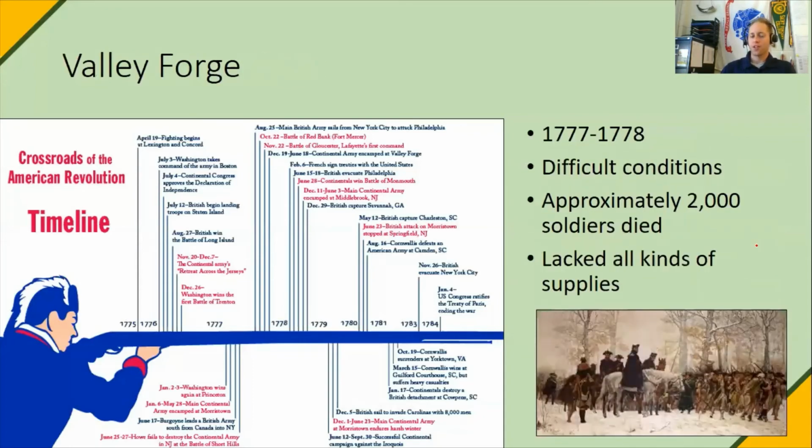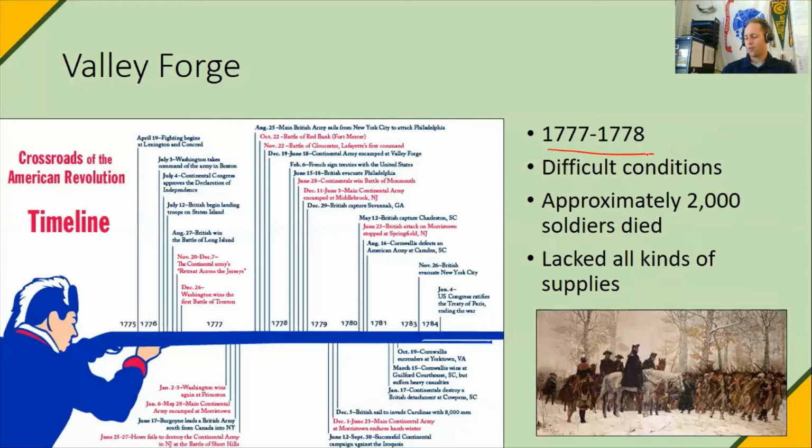Valley Forge. The winter of 1777 and 1778, so many sevens. This is a second low point of the American Revolution. For the most part, the Americans had mostly defeats. They had a few, such as Trenton or Saratoga, but more often than not, the American army was being crushed time and time again by the British.